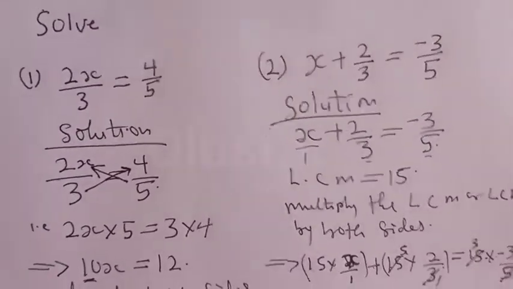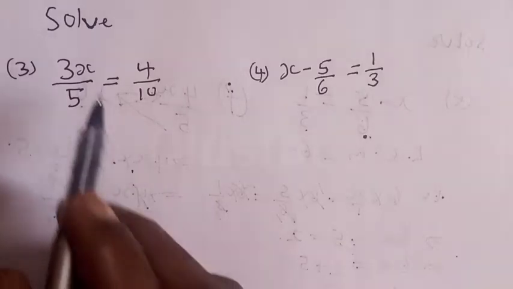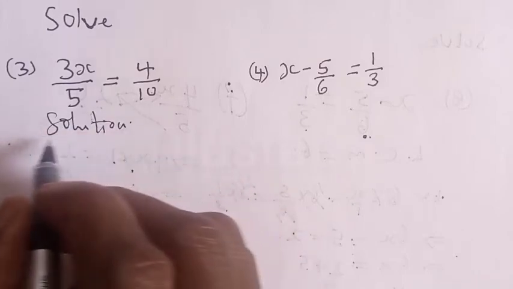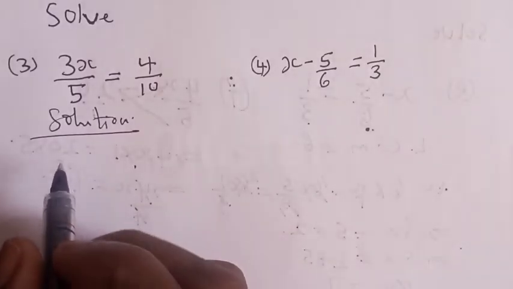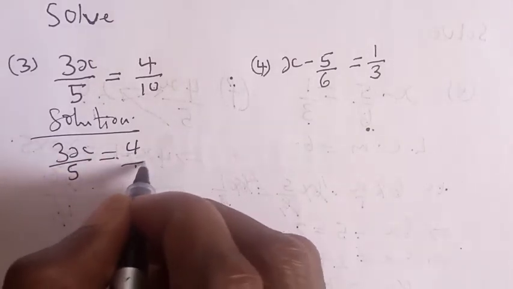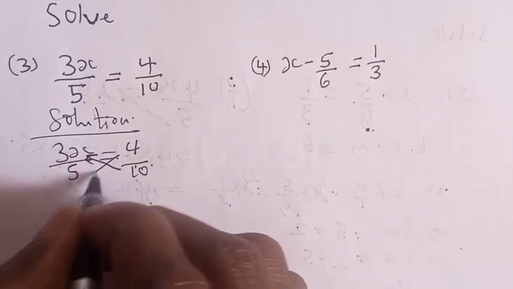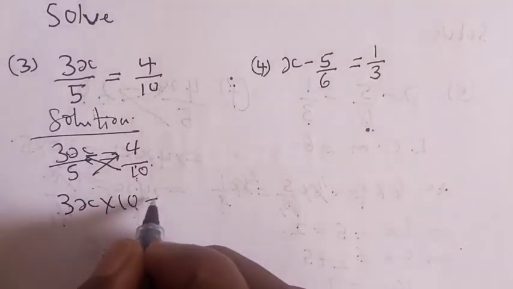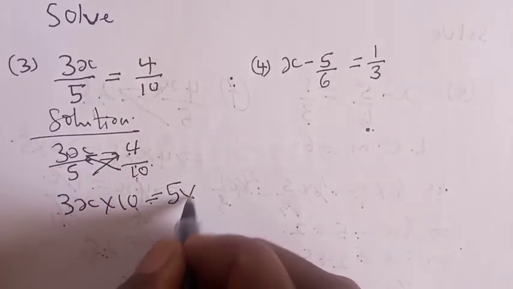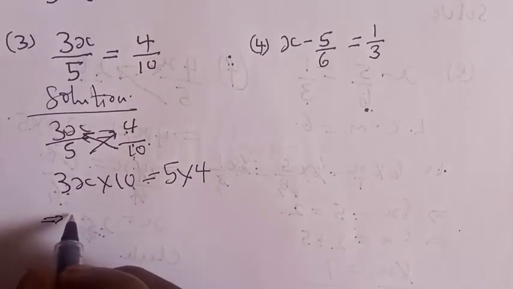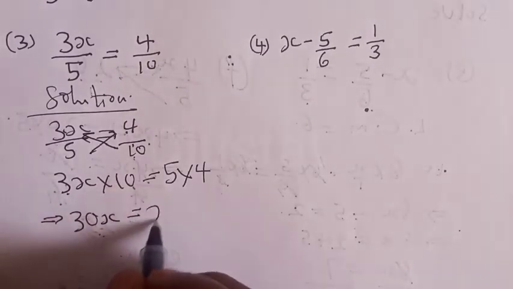Then, let's look at question number 3 and 4. Here the question says solve 3x over 5 is equal to 4 over 10. Then we have the solution. 3x all over 5 is equal to 4 over 10. Now let's cross multiply. That is 3x multiplied by 10 will be equal to 5 multiplied by 4. This implies that we have 30x is equal to 20.